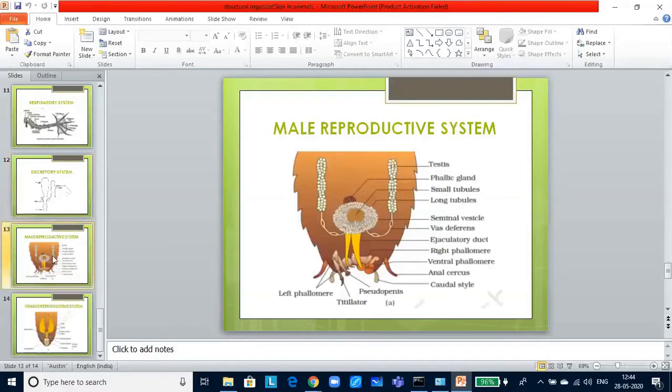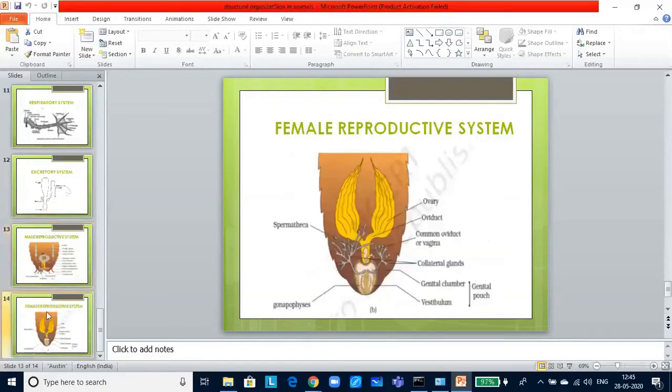So the reproductive system in cockroach is very well developed. The male reproductive system consists of a pair of testes lying on each side in the fourth to sixth abdominal segment. From each testis arises a thin vas deferens, which opens into the ejaculatory duct through the seminal vesicle. The sperms are stored in the seminal vesicles and are glued together in the form of bundles called spermatophores, which are discharged during copulation. Now let us look into the female reproductive system.